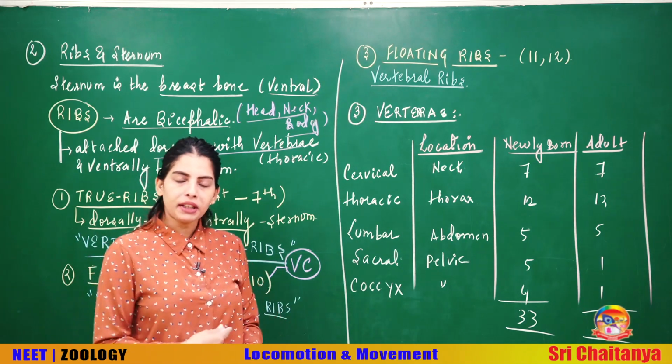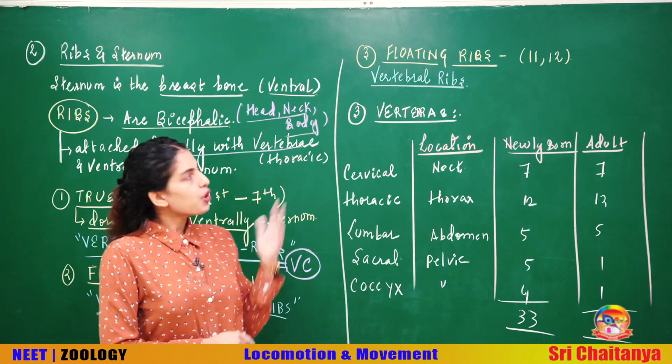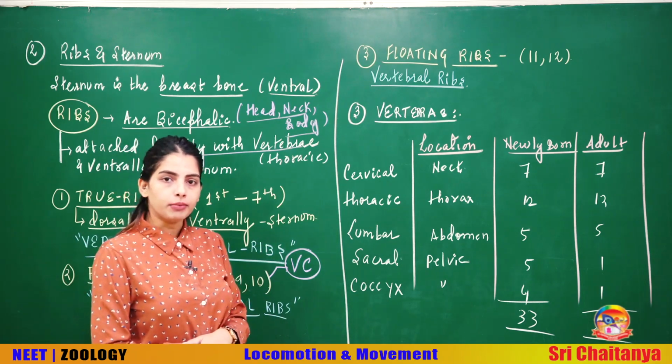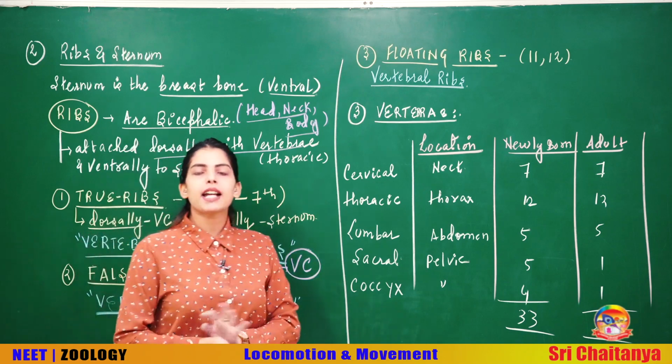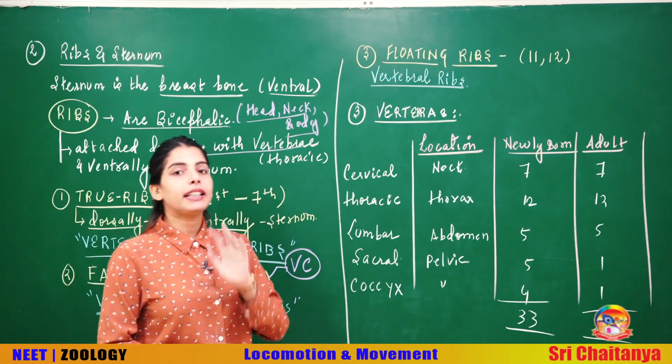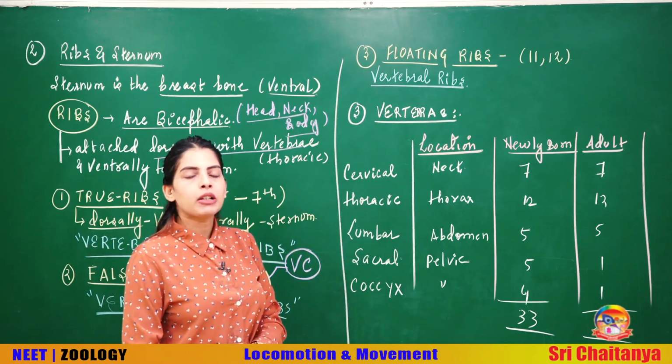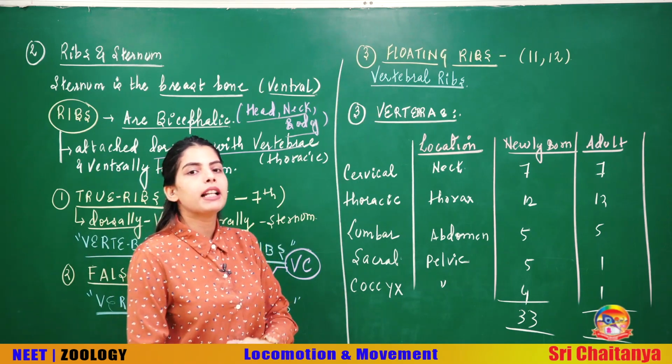Alright, now talking about the floating ribs, you have the 11th and 12th pair, which is not complete on the ventral side. So they are only attached on the dorsal side with the vertebral column. And since they are only attached with the vertebral column, they are also called vertebral ribs.